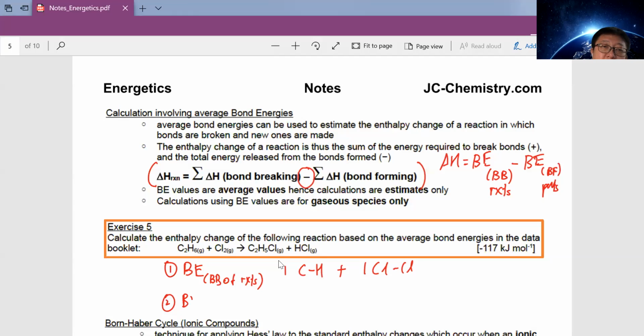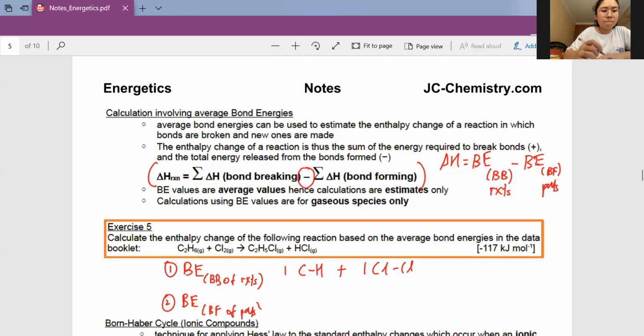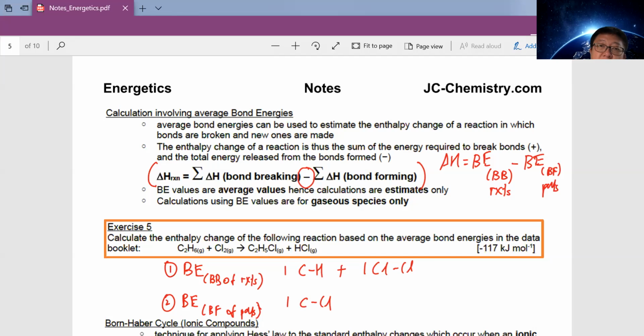What about the bond energy for bond forming of products? What are the bonds that are being formed? Over here, you have 1 CCl bond, correct? That's being formed. Can you see that? The CCl bond being formed in C2H5Cl plus 1 HCl bond. That's all. You observe carefully the reactants and the products.